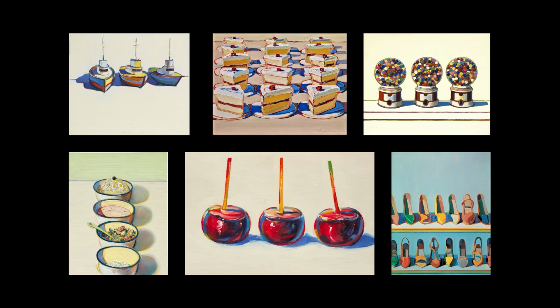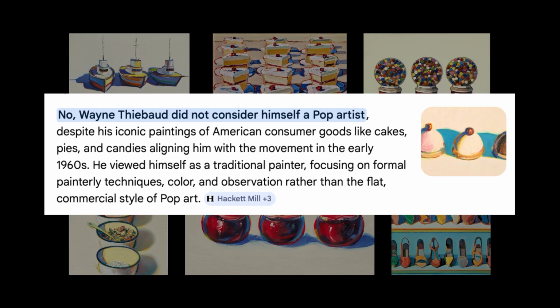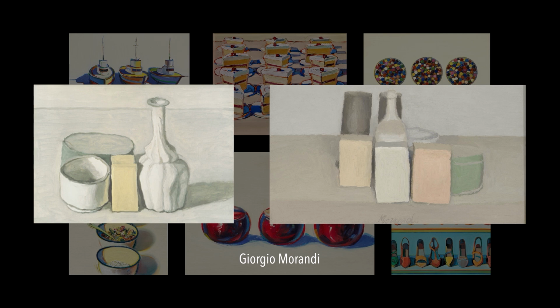I think because the aesthetic was very similar to Andy Warhol's soup cans, but Wayne Thiebaud did not consider himself a pop artist. I think he saw himself more in the tradition of Giorgio Morandi as a modern still life painter, but still rooted in tradition.